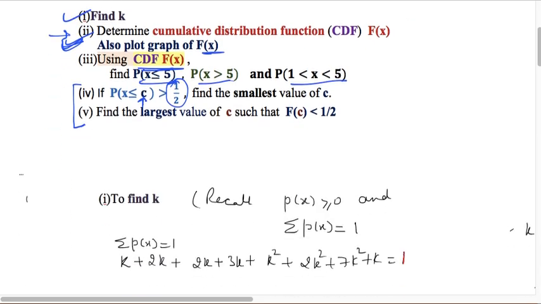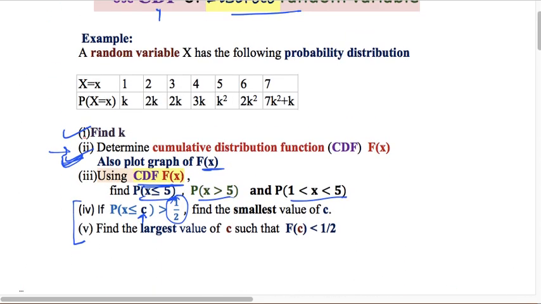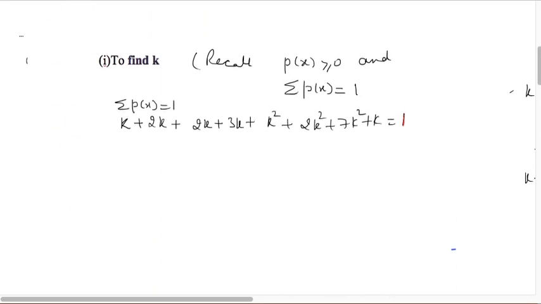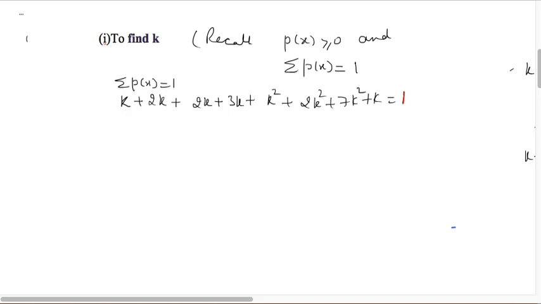So let us begin with the first part. Part one is to find k. When we want to find k, which is unknown in the probability distribution, how can it be calculated? We will recall the properties. The first property says probability is always positive, or it can be zero, but never negative. Second, when we add all the probabilities, it should be equal to 1. So we are going to first implement this: the sum of probabilities equals 1.